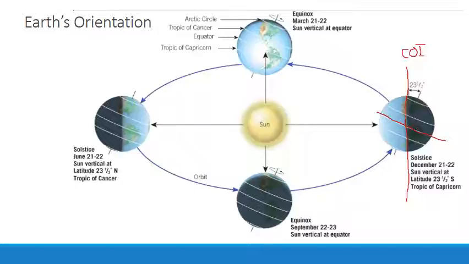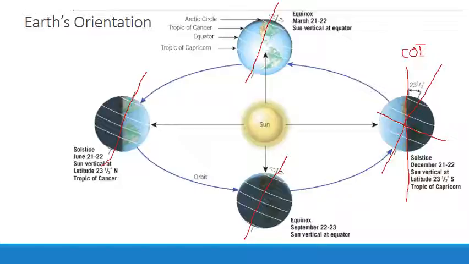Look, it's pointing this way in this picture, this way in this picture, this way in this picture, and this way in this picture. The direction that the axis points is the same throughout the year. And because that's true, the orientation of the axis to the sun's rays is always changing.